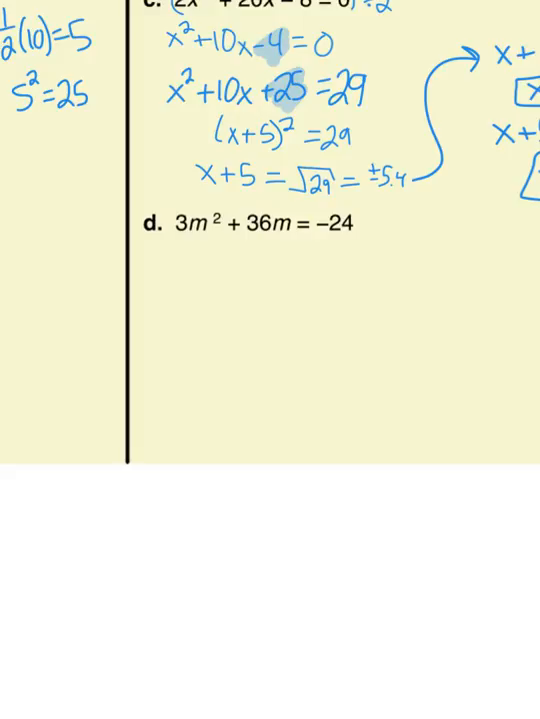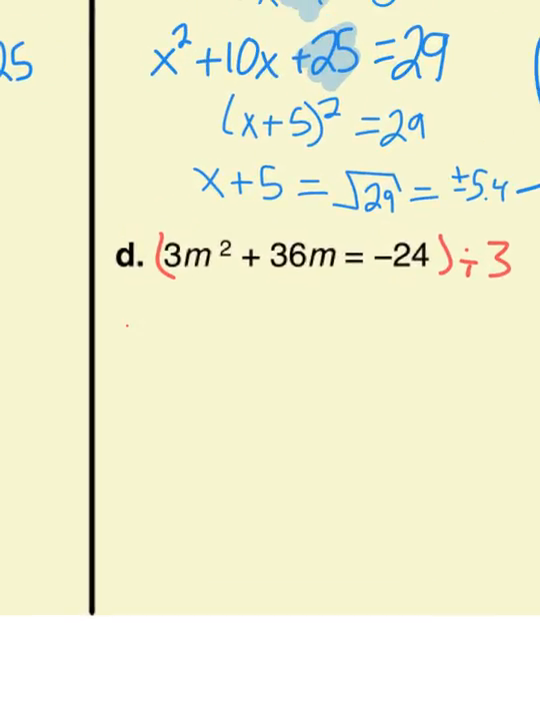Last example, we have example D, 3m squared plus 36m equals negative 24. Again, I can't factor it right away because it has a leading coefficient. So I do notice that every single term is divisible by 3. So we're going to divide every single term by 3. So 3m squared divided by 3 is m squared. 36m divided by 3 is 12m. And that's going to be equal to negative 24 divided by 3, which is negative 8.